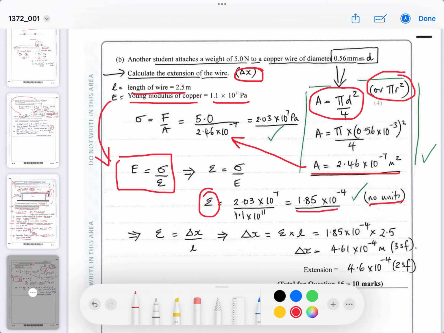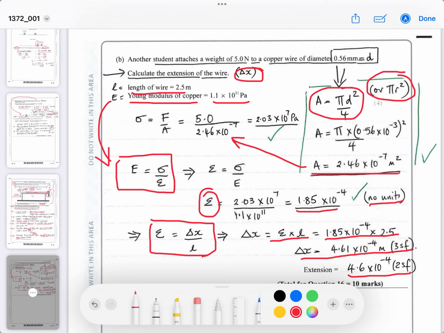So once we know that, we also know that strain is extension over length, and this allows us to work out the extension as being the strain multiplied by the original length, which is given to us as 2.5 meters. So you multiply the strain at that stress by 2.5 meters, the original length, and you get an extension of 4.61 times 10 to the minus 4 meters to 3 significant figures, which you could then round to 2 significant figures for the end of this 10-mark question.